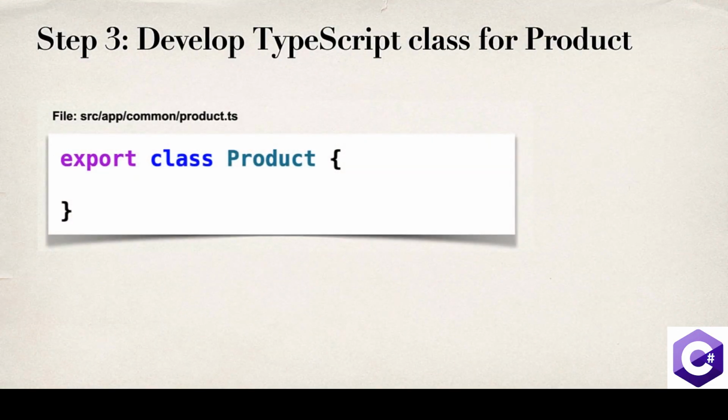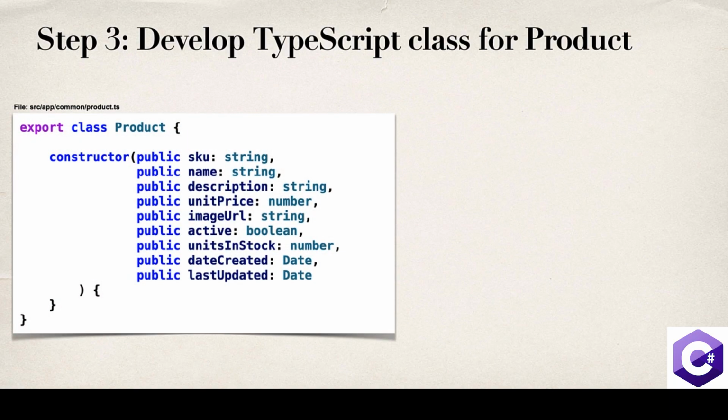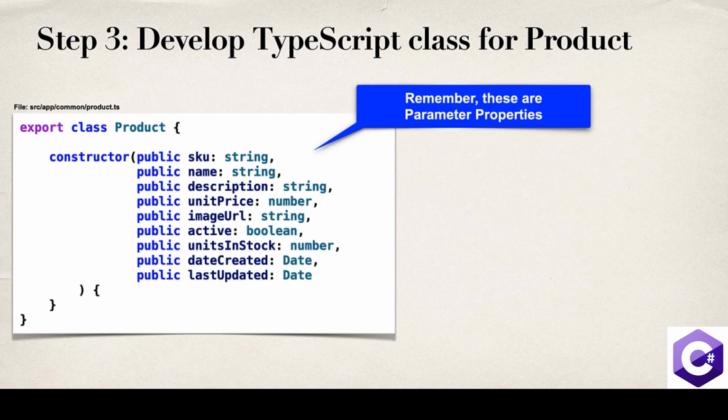Now, this class that it creates is a very basic file. There's nothing here, but we can enhance it by adding some of our own code. So I'll create my own constructor, and I'll make use of parameter properties here. And these are the same properties that are exposed by the REST API.